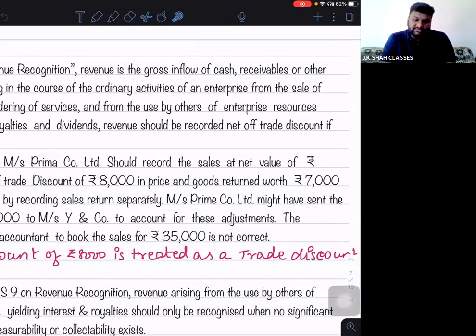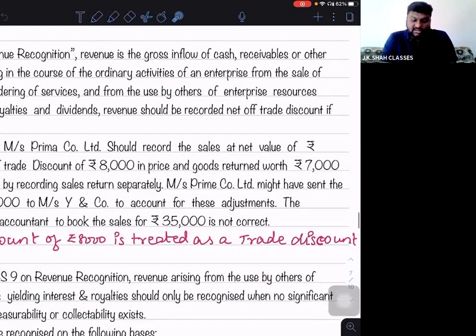Right. So what it says, as per AS 9, revenue is the gross inflow of cash, receivables, or other considerations arising in the course of ordinary activities of an enterprise from the sale of goods, rendering of services, and use of enterprise resources by others, yielding interest, royalty, dividend, and revenue should be recorded net of trade discounts, if any. So this is the basic definition of revenue that I have put. Then comes the given situation. In the given case, Messrs. Prima Company should record the sales at a net value of 42,000, that is net of trade discount of 8,000 in price, and goods returned worth 7,000 are to be adjusted by recording sales return separately.